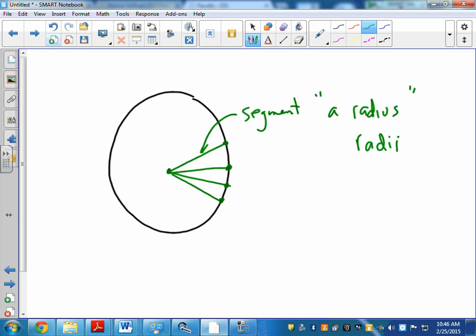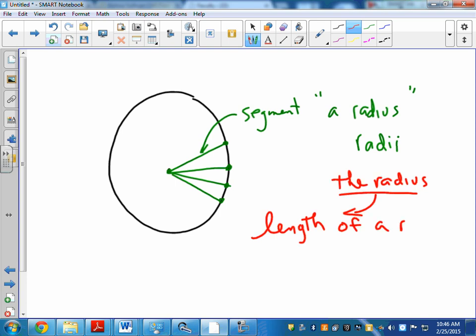Now, if we talk about the radius, that refers to the length of the segment. So this is going to be a number. Length of a radius is called the radius. So when we talk about the radius, that is a length, that is a number. So a slight distinction there, but you should be able to keep them straight.